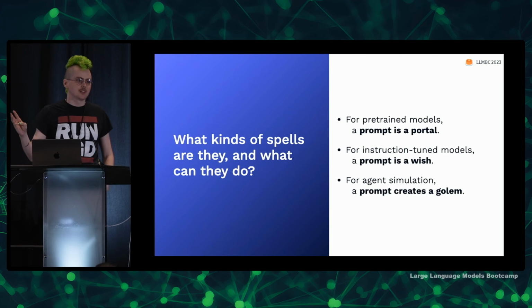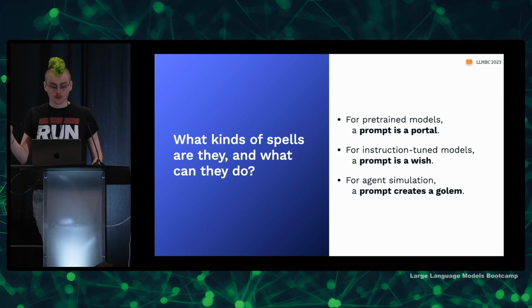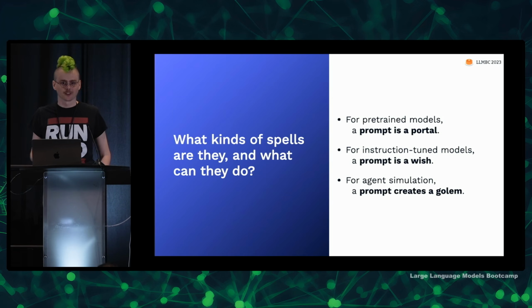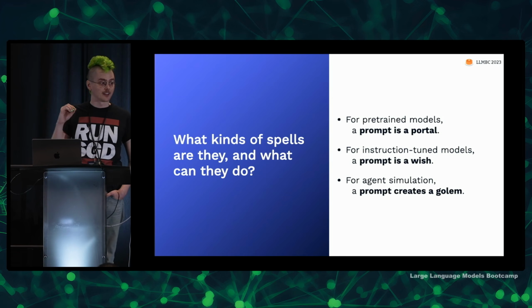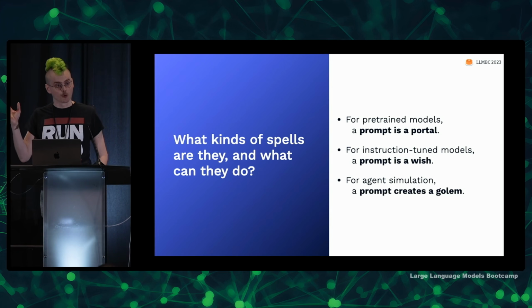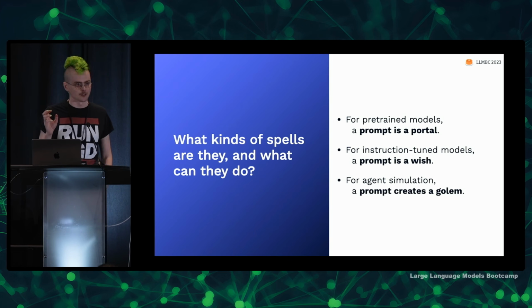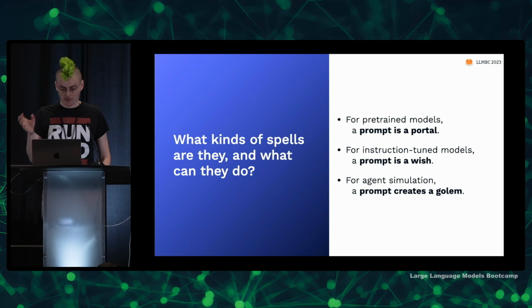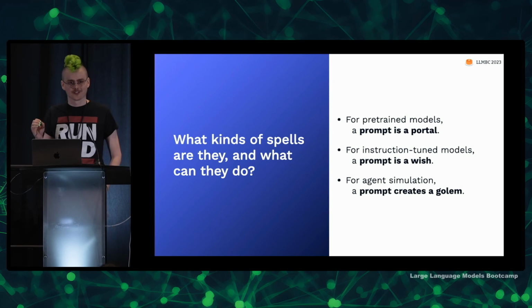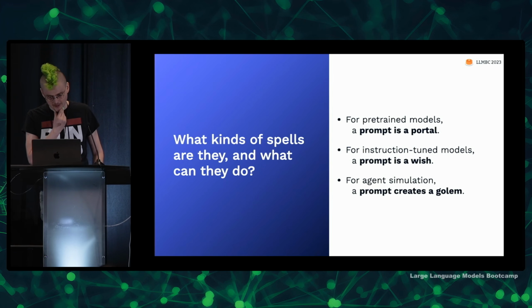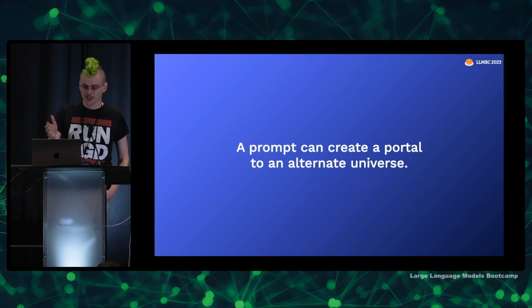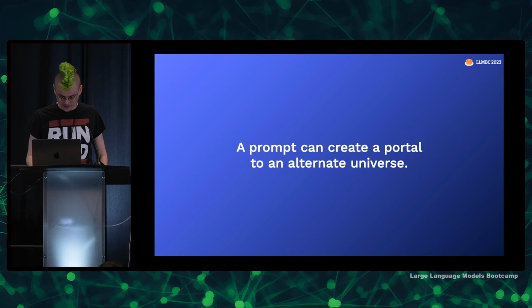So I'm going to go through 3 intuitions for things that prompts can be used for that come from the world of magic. For pre-trained models, like the original GPT-3, like Llama, a prompt is a portal to an alternate universe. For instruction-tuned models, so things like ChatGPT or Alpaca, a prompt is a wish. And for agent simulation, the latest and greatest of uses of language models, a prompt creates a golem.